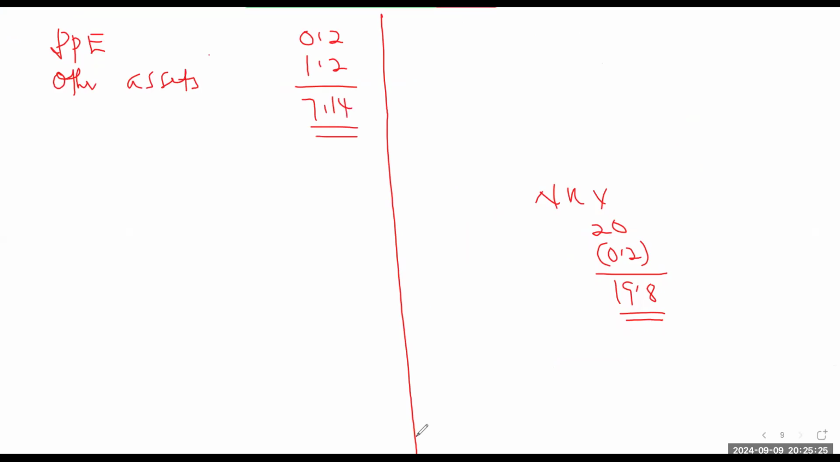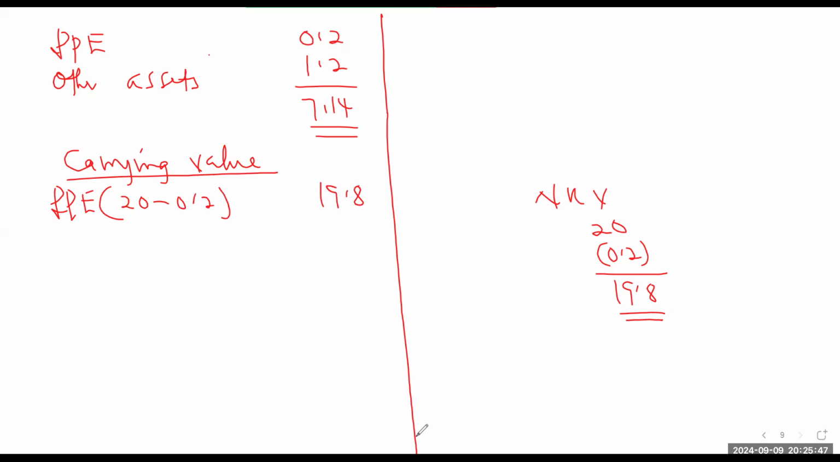So you can actually do your carrying value after the impairment. That will also give you some marks there. Carrying value after the impairment. So your property, plant, and equipment will now give you 20 minus 0.2. That will give us 19.8. Then you now come to your other assets. Your other assets will now be 38 minus 1.2. What are we having?